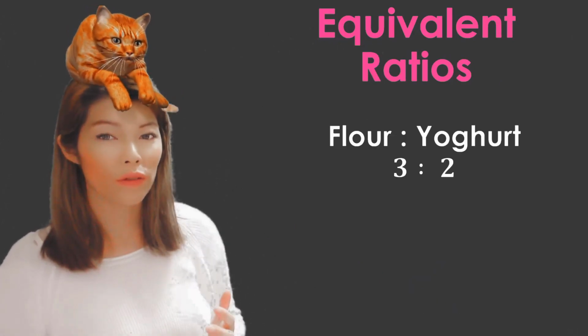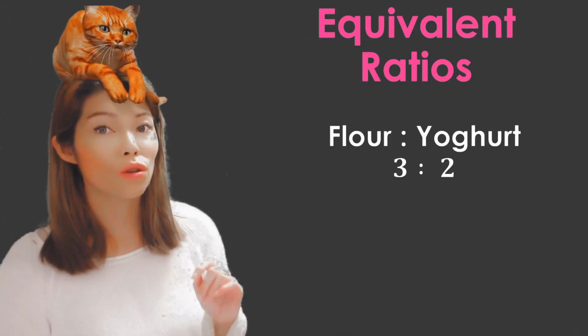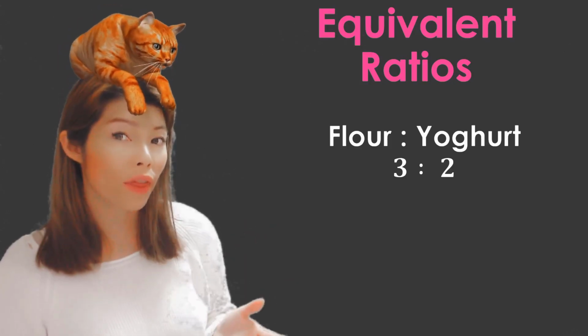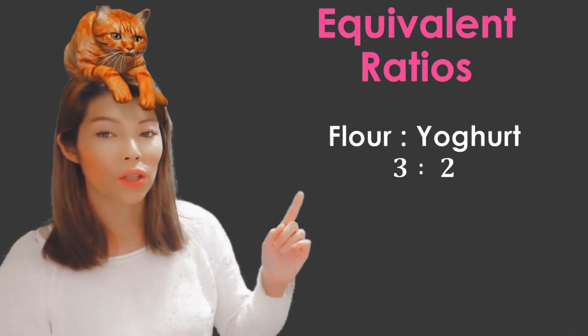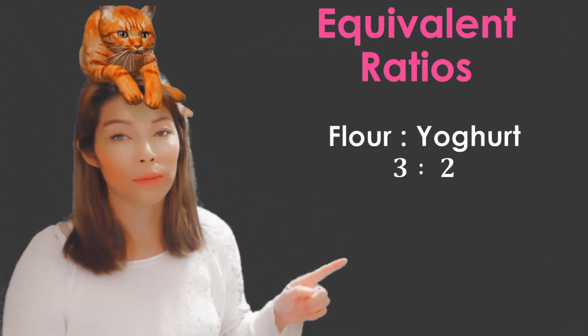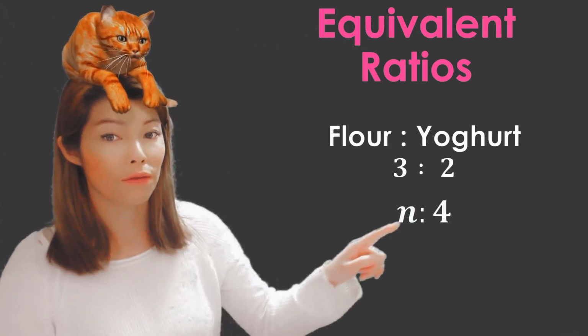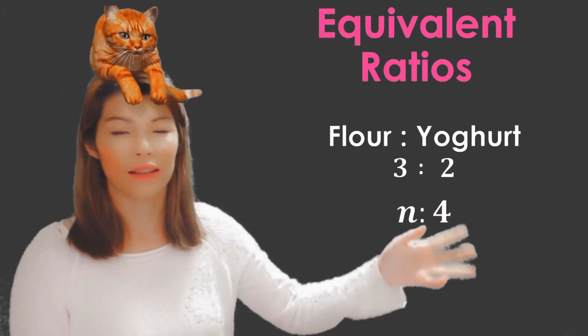So with equivalent ratios, we have flour to yogurt, 3 to 2. Let's do a really simple example with equivalent ratios and look at the method we use so we can apply it for more difficult questions. So here we have 3 cups of flour and 2 cups of yogurt. A really simple question I could ask is, well, if I had 4 cups of yogurt, how much flour would I need? Now we notice that that's really easy.